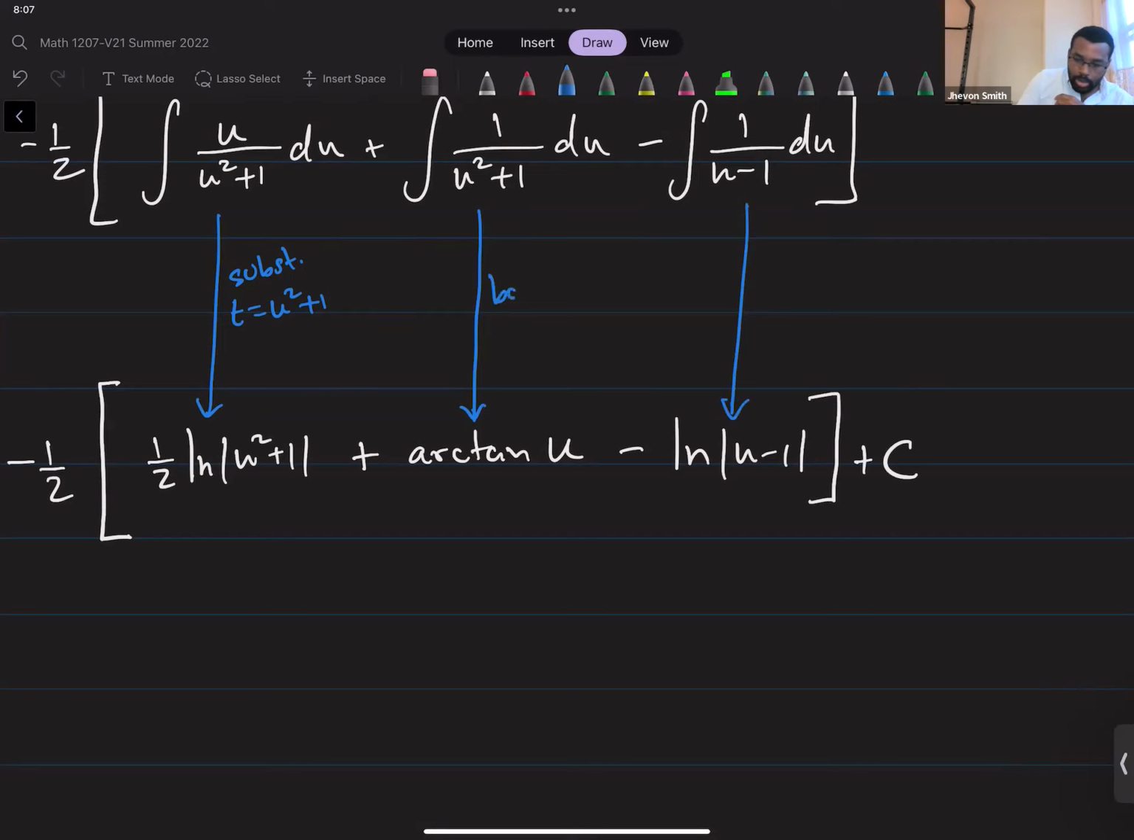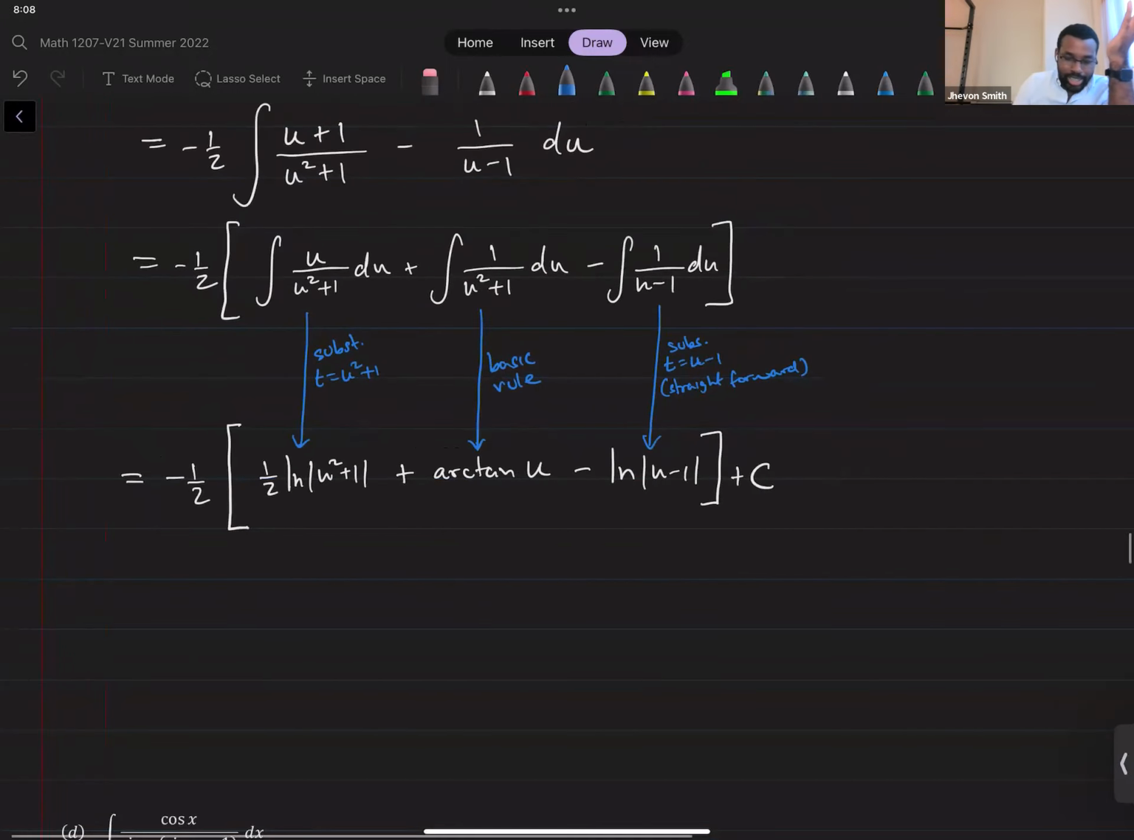So this here is a basic rule. And this here, I guess you can say a t equals u minus 1 substitution. But it's a straightforward substitution. You can pretty much do it without substitution in your head, because the derivative of the thing you're substituting is just 1. So dt equals du, you just ignore everything and you put it back.